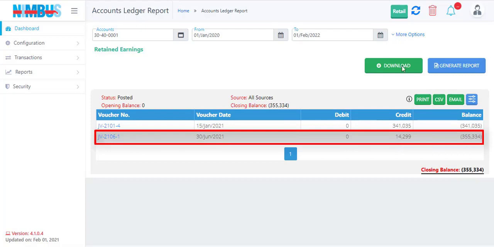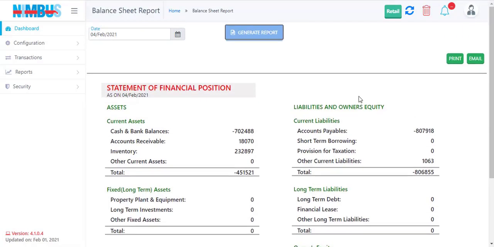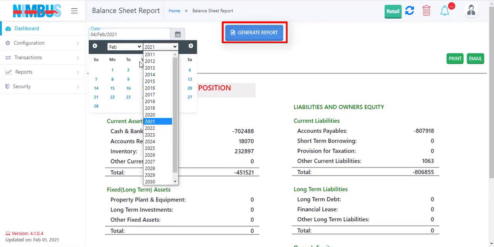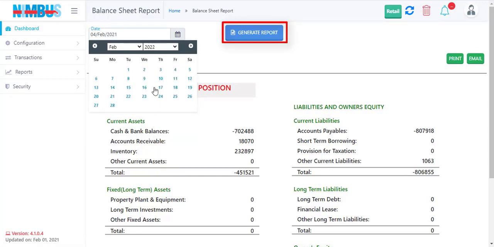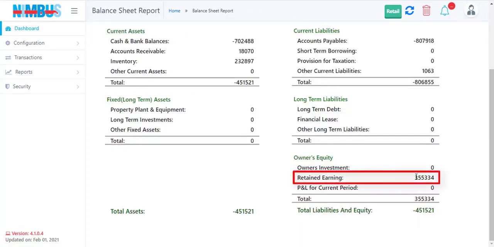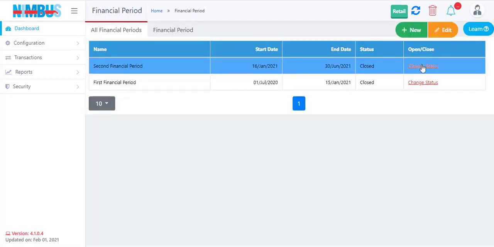I will generate the balance sheet report again. I have closed on 30th June, so I will select any date which is greater than 30th June so that the closing effect is reflected in my voucher. Now as I see, everything has gone to my retained earning ledger and out of the current.